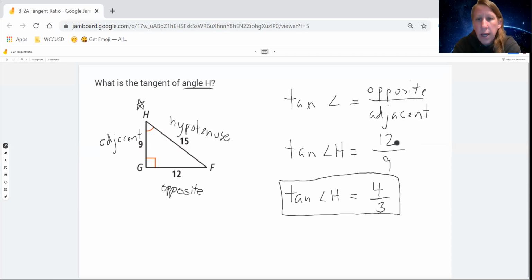I would put it all together. You could just say 4 over 3. Some textbooks and online programs would have 4 over 3. But you could also just include the whole thing. The tangent of angle H is 4 over 3.